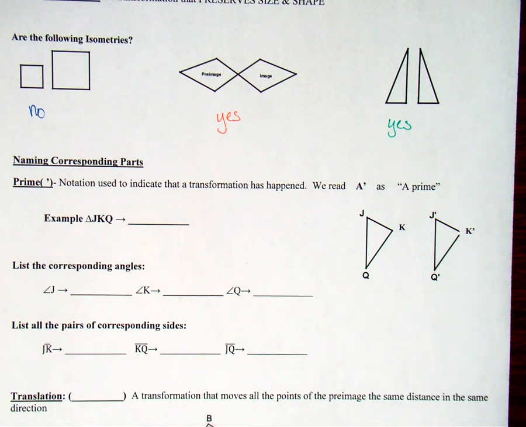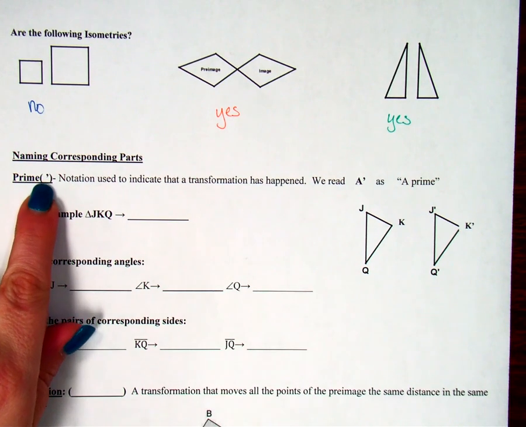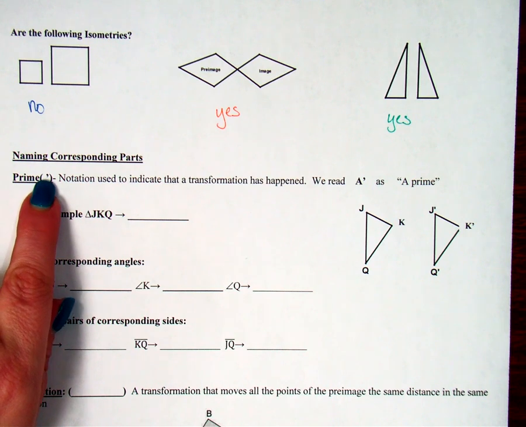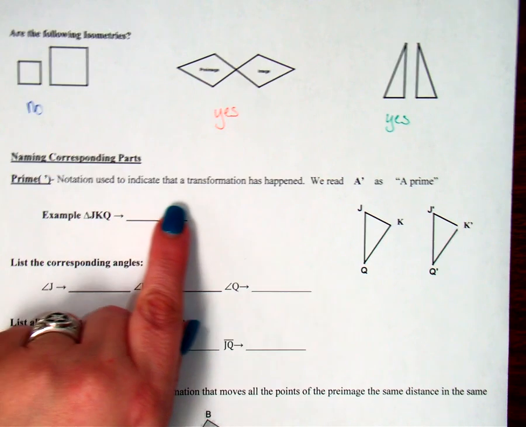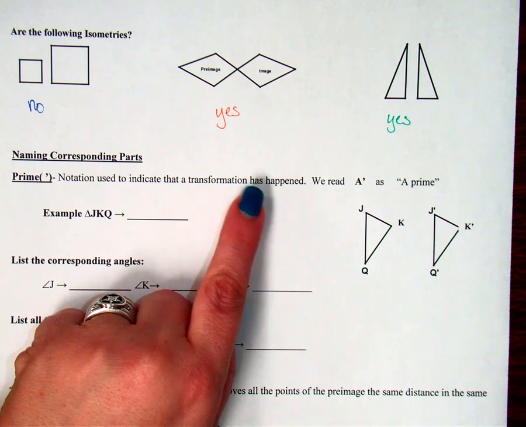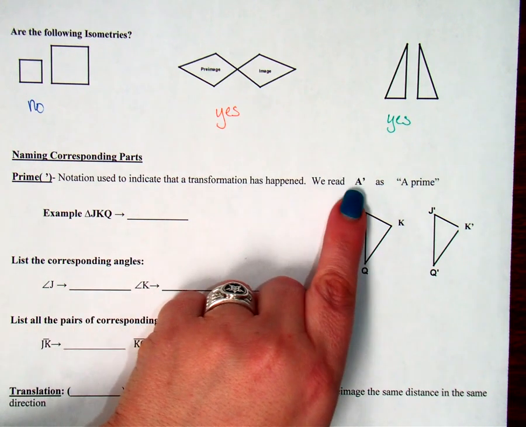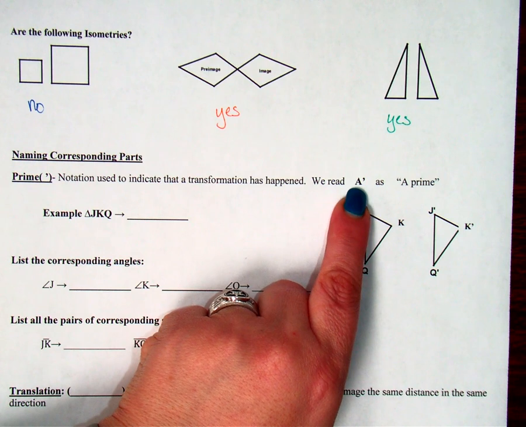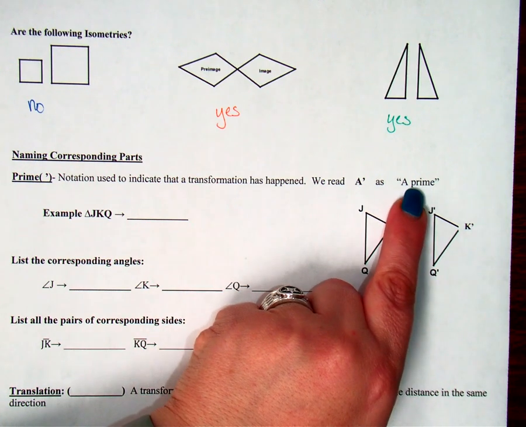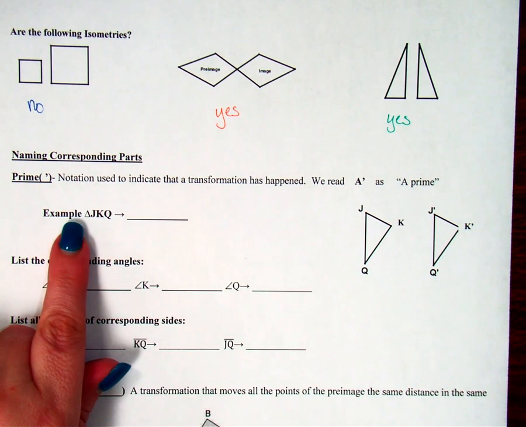And when we name them, we are careful to use correct notation. We're going to be using what's called prime notation, and the prime is notated with a little apostrophe. Anytime you see the apostrophe, you know that is a figure that has been changed from the original. It's the image, not the pre-image. So we use this apostrophe as notation to indicate that a transformation has happened, and when we see something that looks like this, when we read it out loud, we read it as A prime.